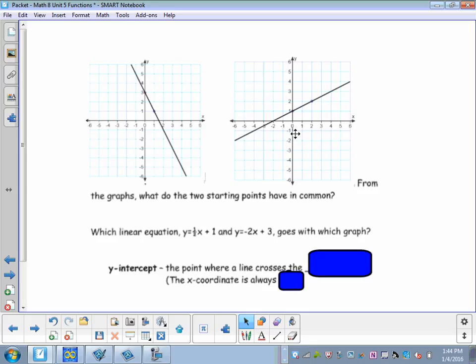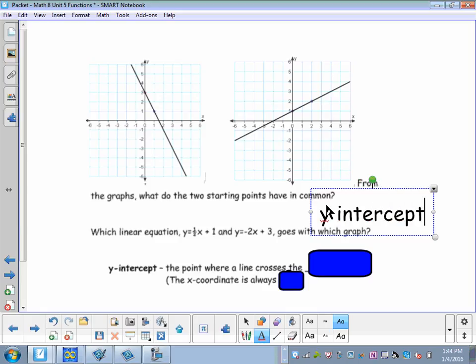So here are the graphs that we just made. From the graphs, what do the two starting points have in common? Well, as you recall, we first started at 0, 3, and the other one we started at 0, 1. What the starting points have in common is that they both are on the y-axis. They are the y-intercept of the line.